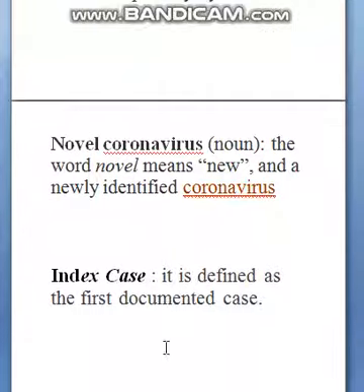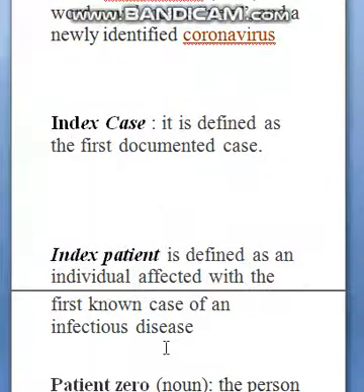Index case. Index case is defined as the first documented case of an infectious disease or genetically transmitted condition or mutation in a population or region or family. Index patient. Index patient is determined as an individual affected with the first known case of an infectious disease.